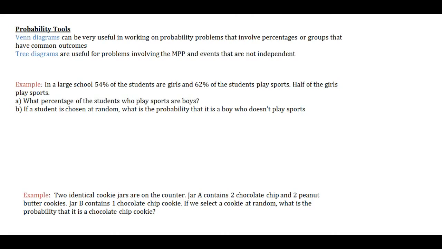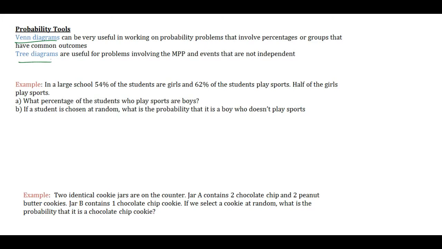Excellent work. Now let's talk about some probability tools that help us. There are things called Venn diagrams that help. You draw a Venn diagram to try to organize your data. You could draw a table if you like. And there's also tree diagrams that are useful. So I'm going to give you an example of each one of those.